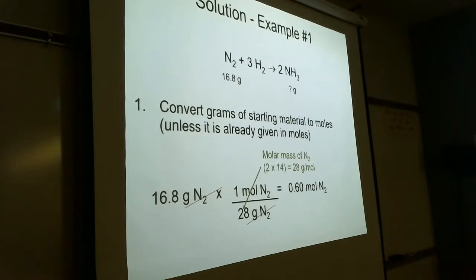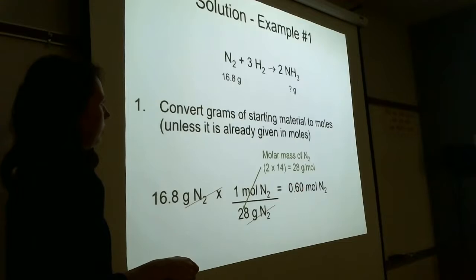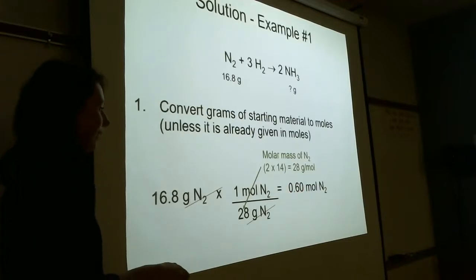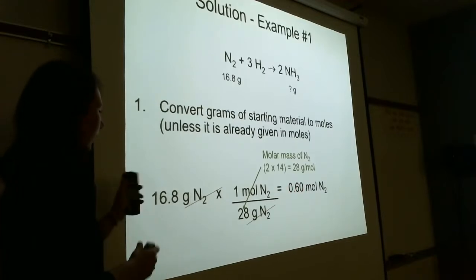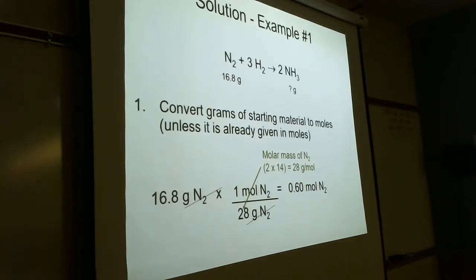Okay, you round once. So don't let that throw you off, because you're looking at that going, well, that's got 2 sig figs. Well, that's not a rounded number. If you do that in your calculator, you get 0.6. So that's not a rounded value. So there's step 1. Everybody good on step 1, grams to moles?